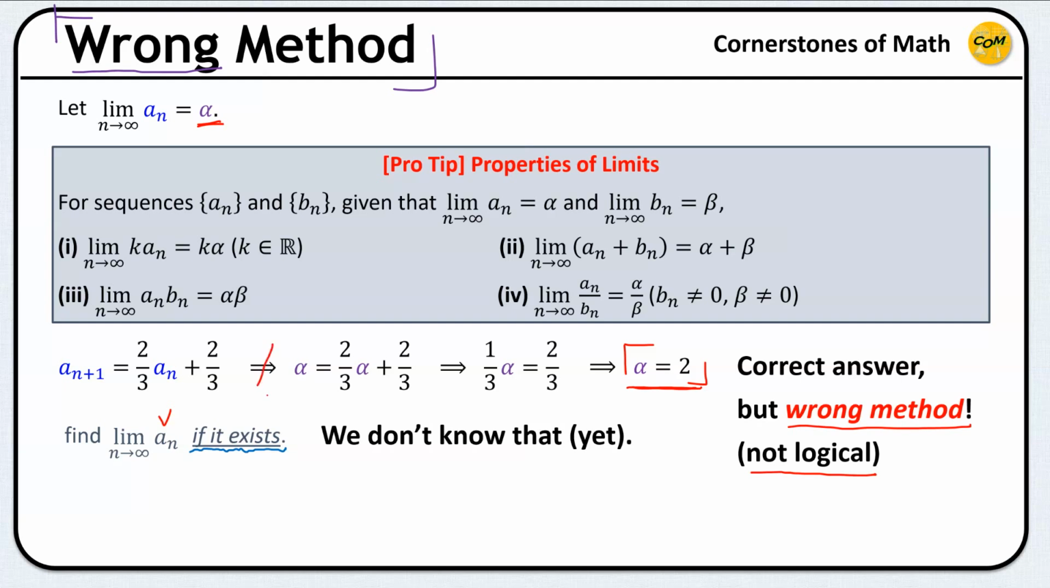I mean, this first process of taking the limit on the recurrence relation is wrong, because this process relies on the aforementioned properties of limits, which only work if both limits alpha and beta exist. That is, both sequences a_n and b_n converge. But since that is not guaranteed for our sequence a_n, we need to search for another method, the correct method.